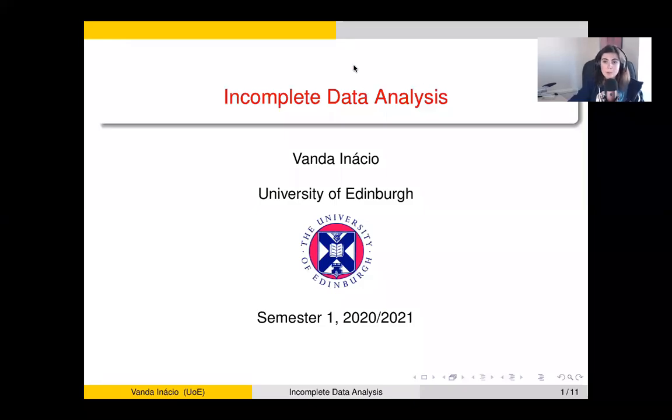Hi, welcome to Incomplete Data Analysis Week 2. Today, or in this part, we will be looking at more formal definitions of the missing data mechanism.